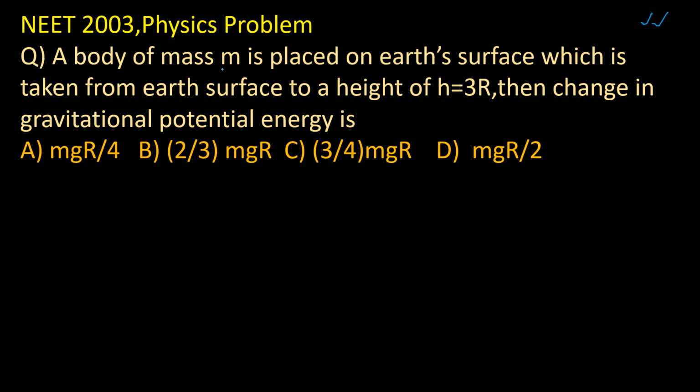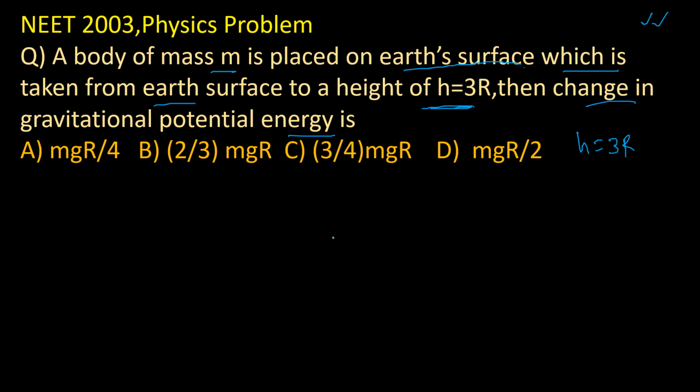A body of mass m is placed on the earth's surface and is taken from the earth's surface to a height h equal to 3R. The height is given, so h equals 3R. Then the change in gravitational potential energy is?